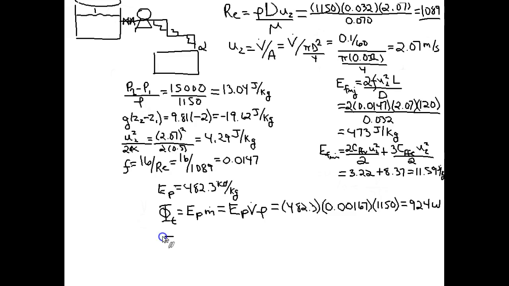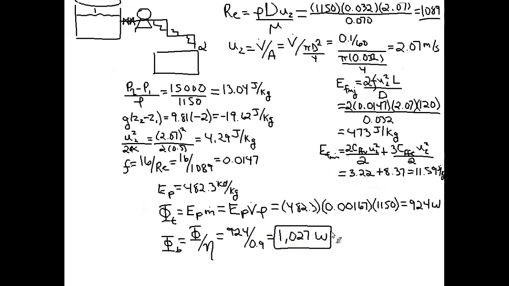So the brake power of our pump is equal to the theoretical power divided by the efficiency. And when we crunch through the numbers with that, we get that our brake power is 1,027 watts. So that 10% loss that we had because of inefficiencies means that we need more power to move the amount of fluid that we want.